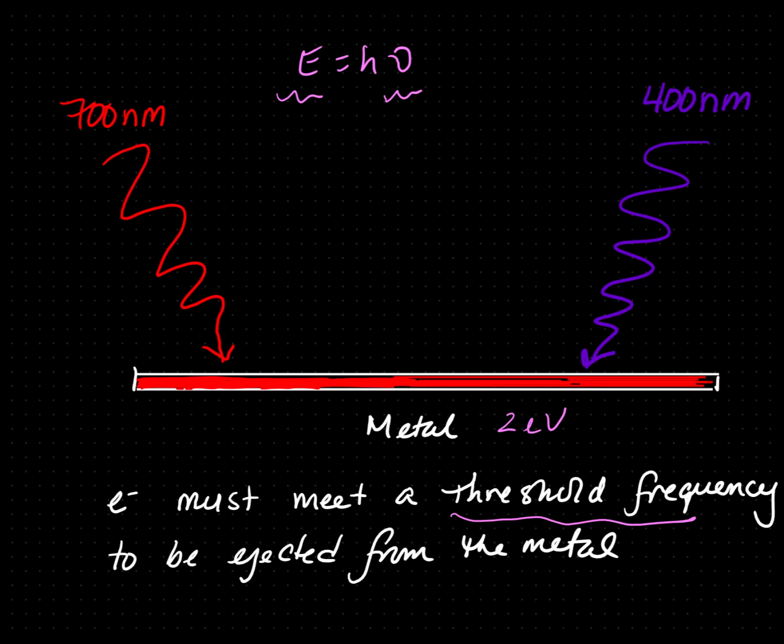So to meet the threshold frequency, I need to have a higher frequency light if red light does not work, because red has a long wavelength, and the longer the wavelength, the smaller the frequency. This is related by the wave equation. C is equal to frequency nu times wavelength. Since C here is a constant, if my frequency increases, my wavelength has to decrease because C must stay the same. If my frequency decreases, my wavelength needs to increase by the same amount to make the speed of light constant.